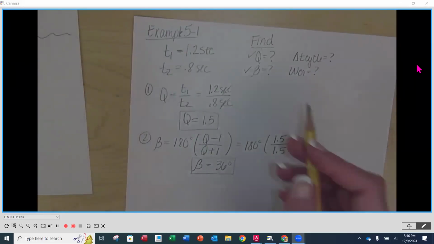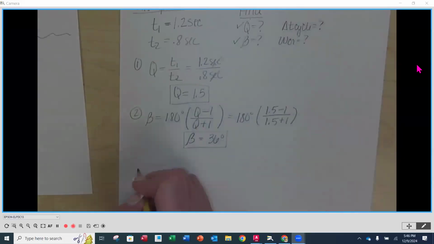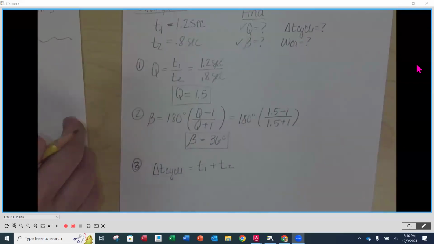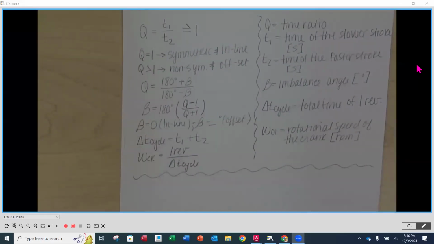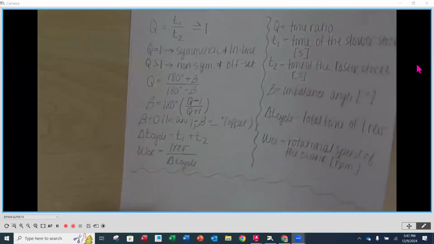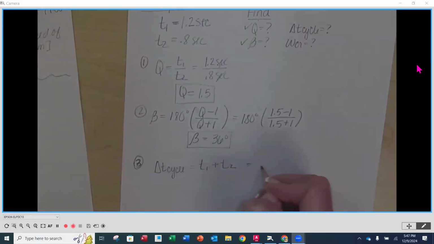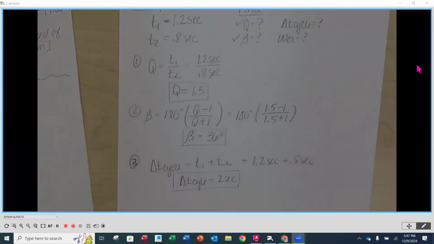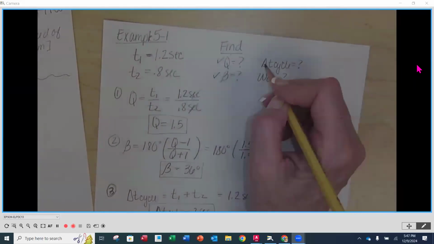Then the next thing we need to know is the total cycle time. So step number 3: total cycle time is T1 plus T2. We have that equation on our equation sheet. It's just adding the outbound and inbound times for each of those strokes. So 1.2 seconds plus 0.8 seconds, and our total cycle time is 2 seconds. Easy to add those two together.